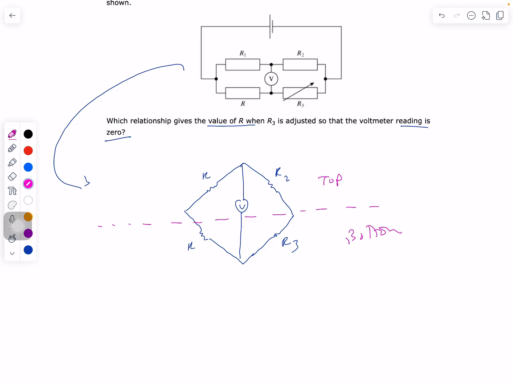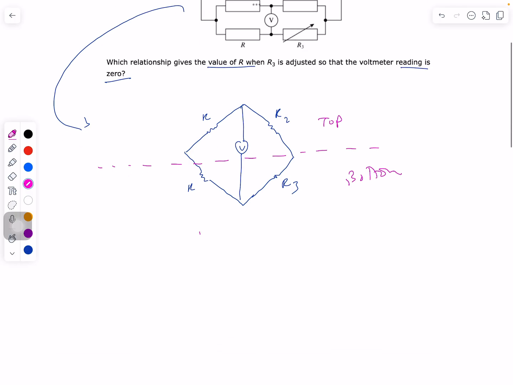So the way that we would set this up is like this. R1 over R2 is equal to R over R3. So this would be the balance condition of a Wheatstone bridge.